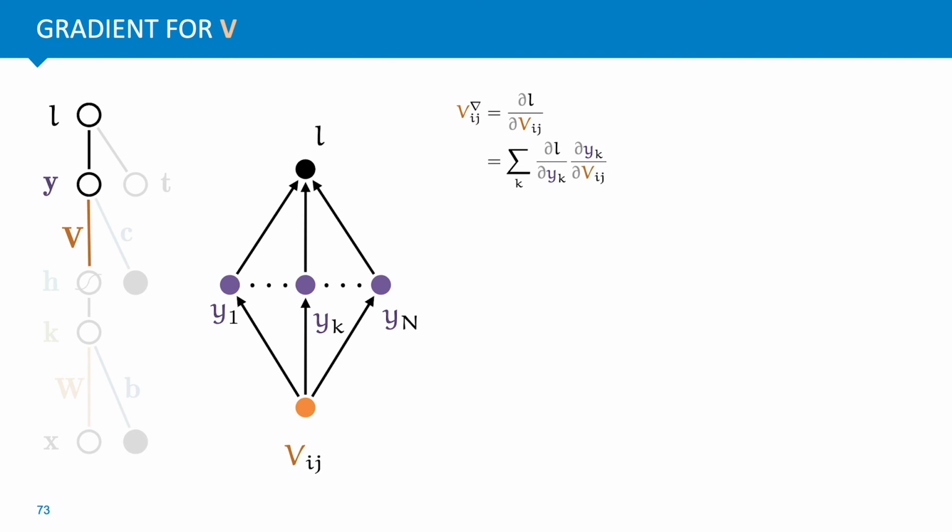Now the factor on the left in this sum, the derivative of L over yk, we've already computed in the last slide. So we don't need to compute it again. We can just refer back to y nabla k, which we already have. So we'll just fill that in and keep it as is, and only work out the factor on the right, the derivative of yk over Vij. So we fill in the definition of yk, which is simply this affine operation V times h plus c, and then the kth element of that operation.